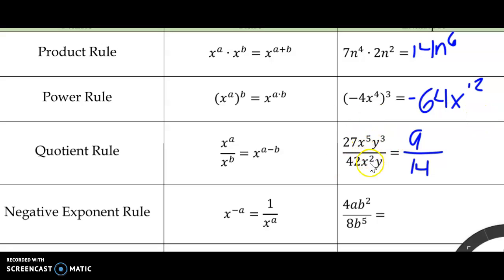And then we'll subtract our exponents for variables with the same base. So here we have x to the 5th, and then in our denominator we have x squared. So 5 minus 2 gives us x to the 3rd power. And then for our y term, we have y cubed divided by y. Now y doesn't have an exponent written down, so remember, if we don't see an exponent, we know it's 1. We assume it's to the 1st power. So 3 minus 1 gives us y squared.